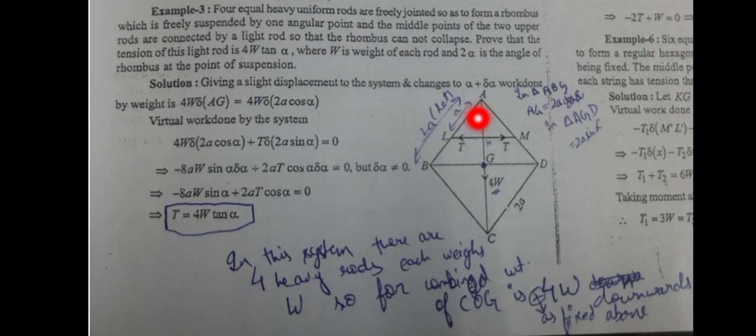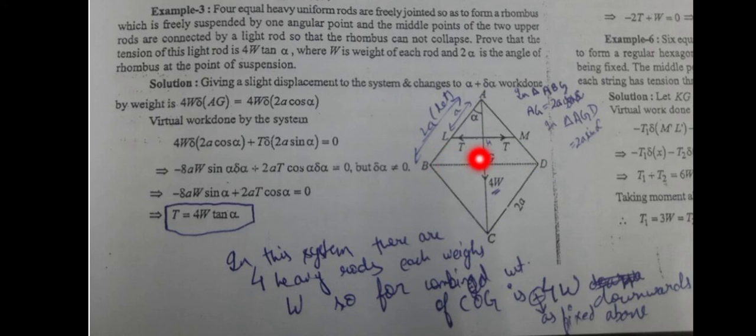Like this is a rhombus. These points are freely jointed, and one light rod is attached from L to M. This is the light rod, and this is the rhombus provided to us. This rod helps the rhombus not to collapse. Prove that the tension in the light rod is 4W tan alpha, where W is the weight of each rod. That means W is the weight of each of the rods AB, BC, CD, and DA, also LM.